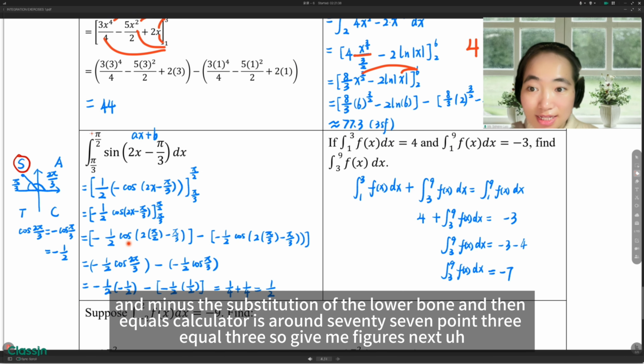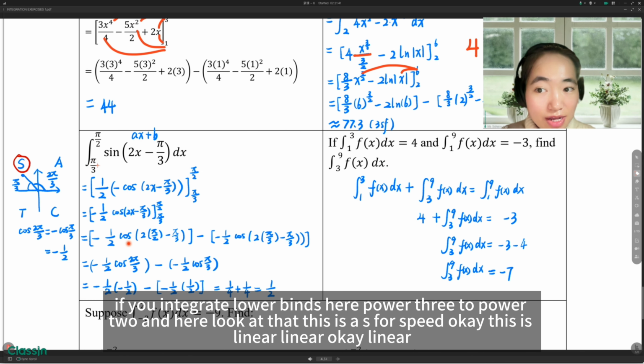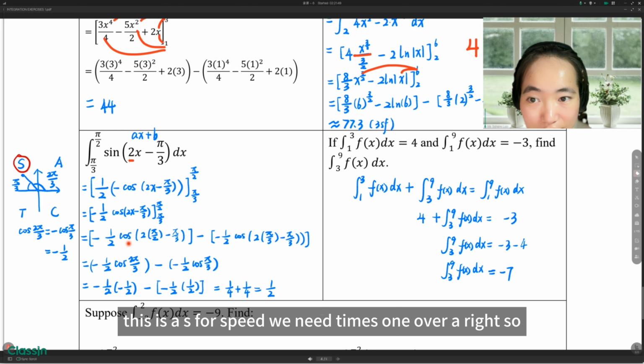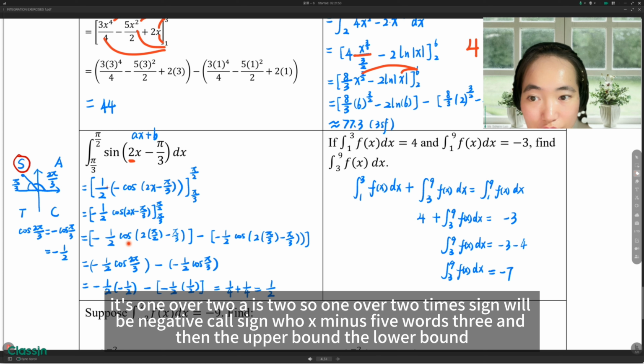Next. If you integrate, the lower bound is pi over 3, the upper bound is pi over 2. And here, look at that. This is ax plus b, okay? This is linear, so how to integrate is quite easy. This is ax plus b, we need times 1 over a, right? So it's 1 over 2. A is 2, so 1 over 2 times the sign will be negative cosine 2x minus pi over 3. And then the upper bound, the lower bound.